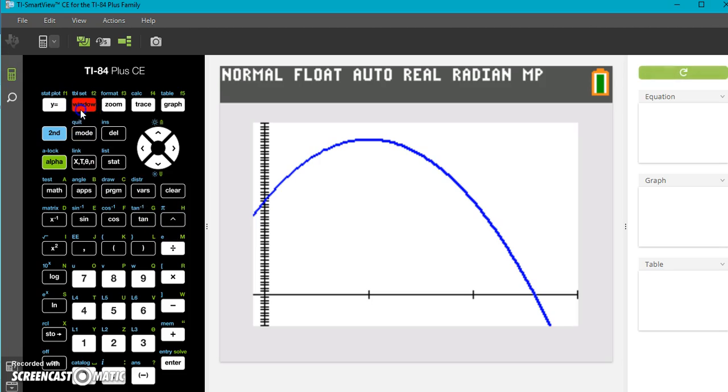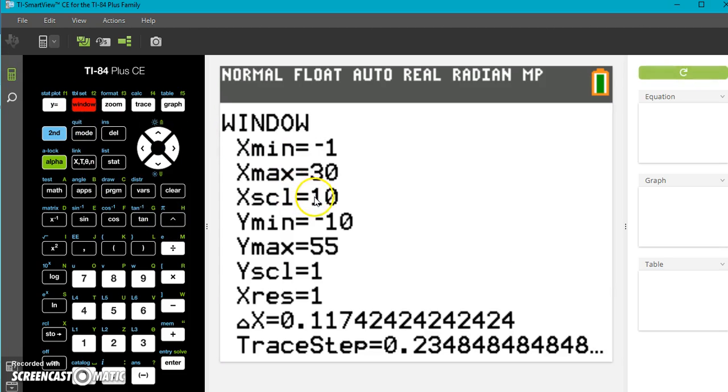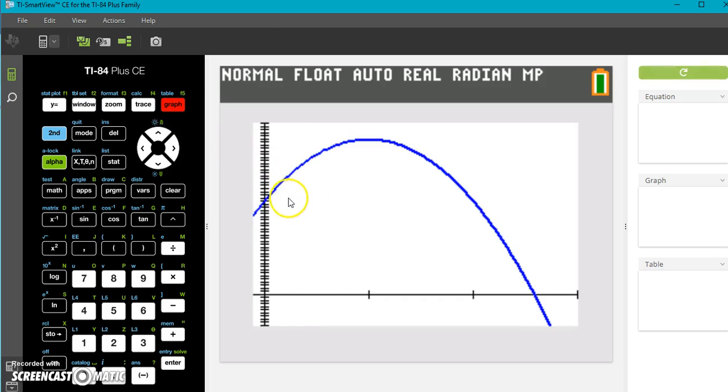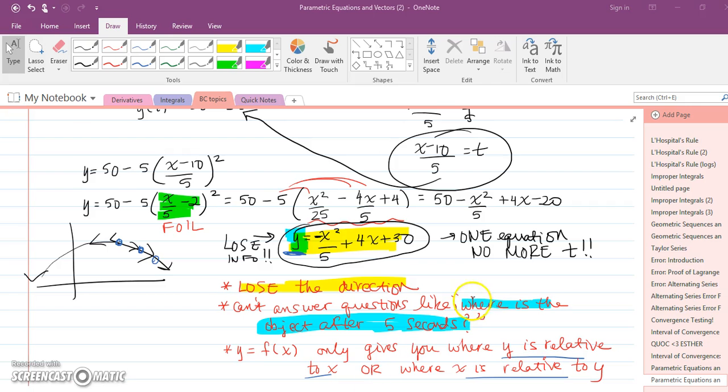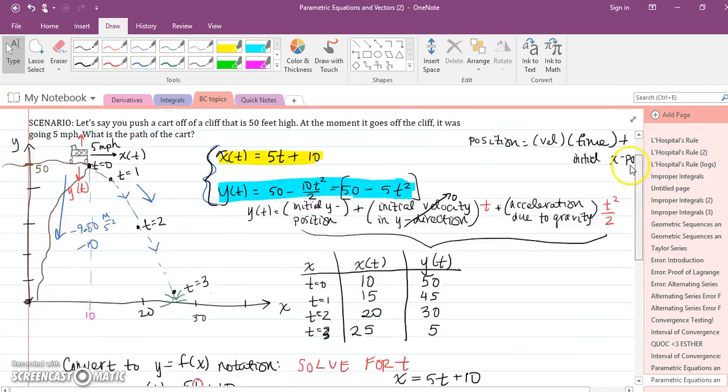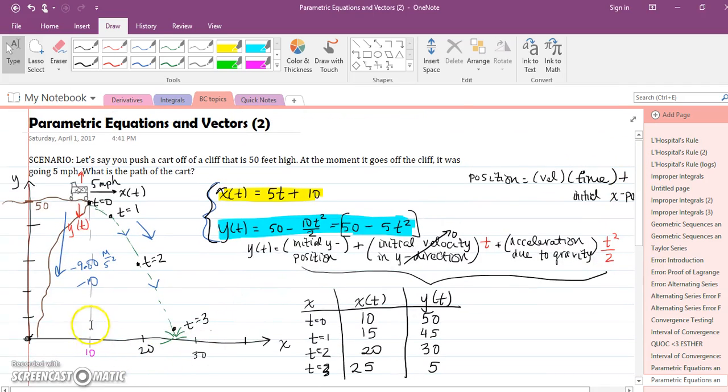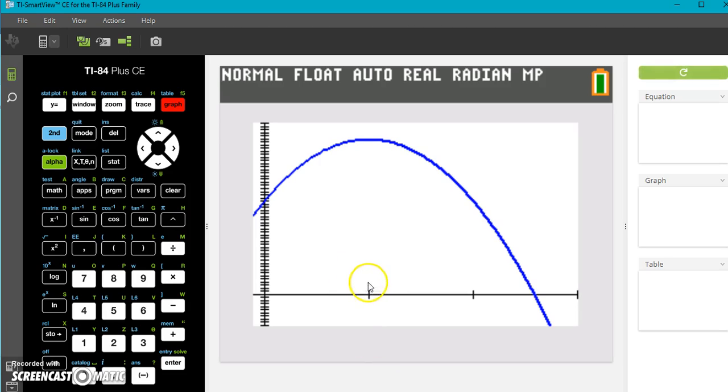Now notice my window as well. My x scale is 10 and my y scale is just 1. So you might be thinking, well, this isn't the position of the cart because the cart didn't go up at first. But keep in mind that for our scenario, we assumed that when x was 10, that was the edge of the cliff when the cart started going down. So here x is 10, going up, that's at 50. So this is right when the cart started going off the cliff, like that.